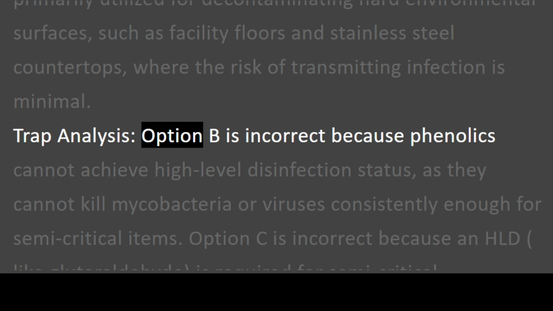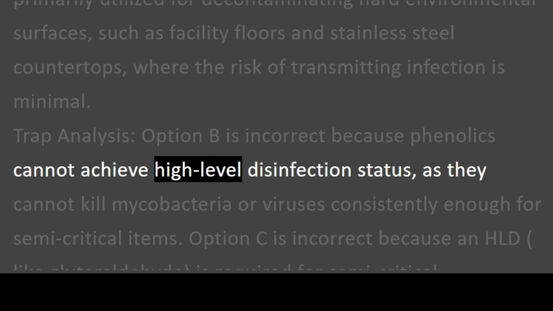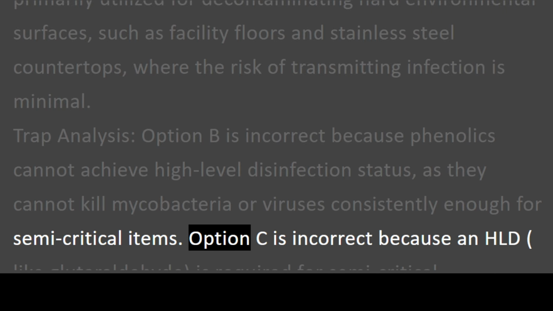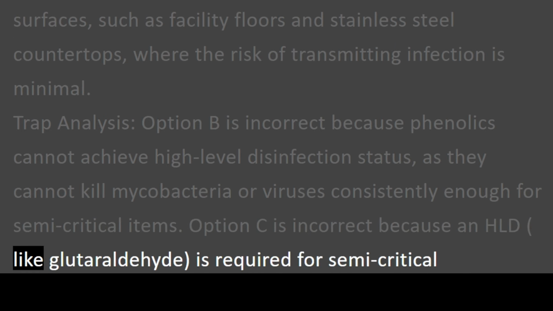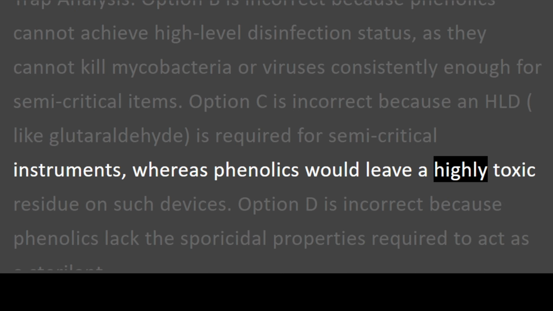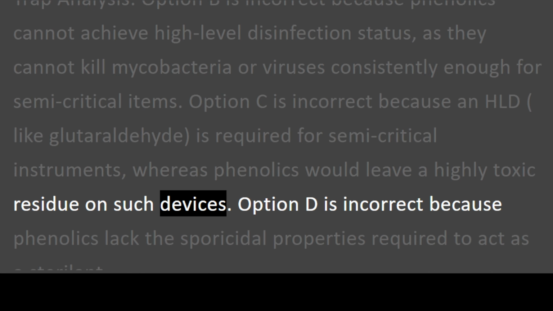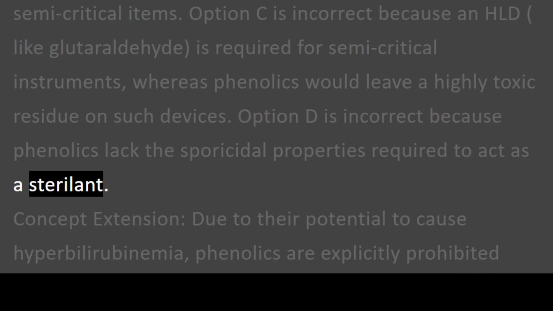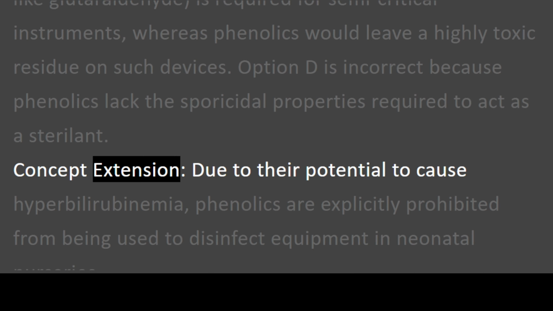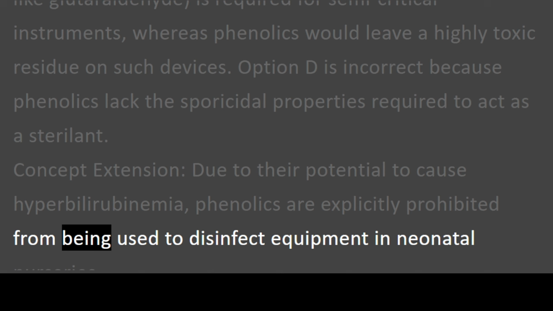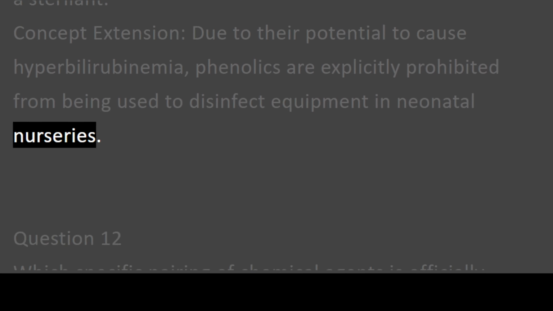Trap analysis. Option B is incorrect because phenolics cannot achieve high-level disinfection status, as they cannot kill mycobacteria or viruses consistently enough for semi-critical items. Option C is incorrect because an HLD, like glutaraldehyde, is required for semi-critical instruments, whereas phenolics would leave a highly toxic residue on such devices. Option D is incorrect because phenolics lack the sporicidal properties required to act as a sterilant. Concept extension. Due to their potential to cause hyperbilirubinemia, phenolics are explicitly prohibited from being used to disinfect equipment in neonatal nurseries.